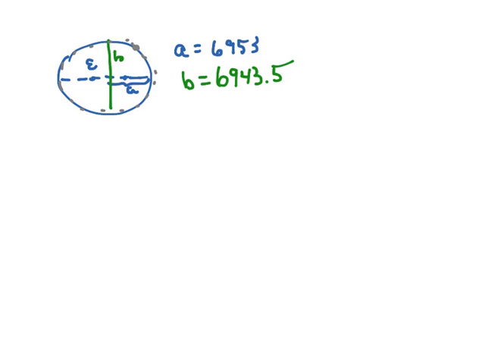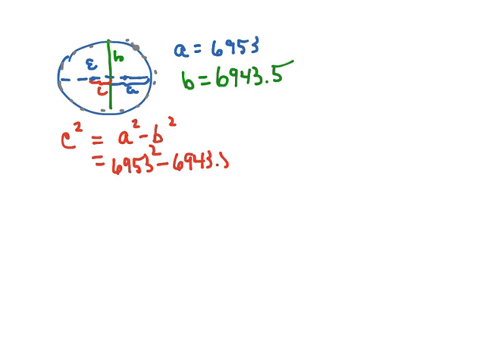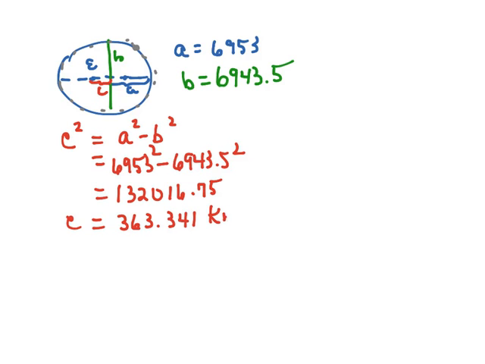So to do that, we would need to first of all find how far the focus is from the center, our C. And the formula we're going to use is C squared equals A squared minus B squared. So 6,953 squared minus 6,943.5 squared will give us this amount. And then to find C, we're going to take the square root of that, and we'll get approximately 363.341, and that would be kilometers.